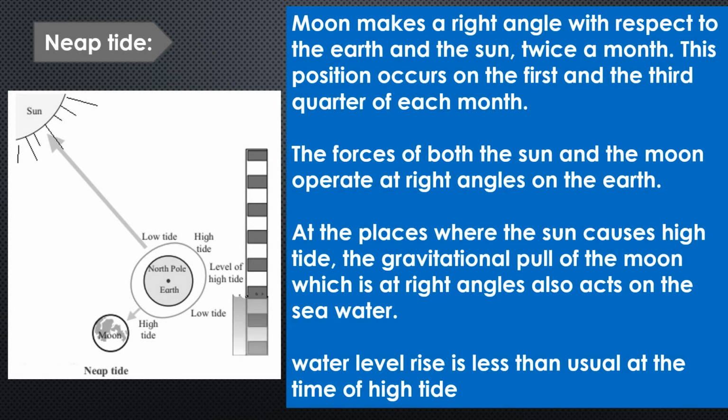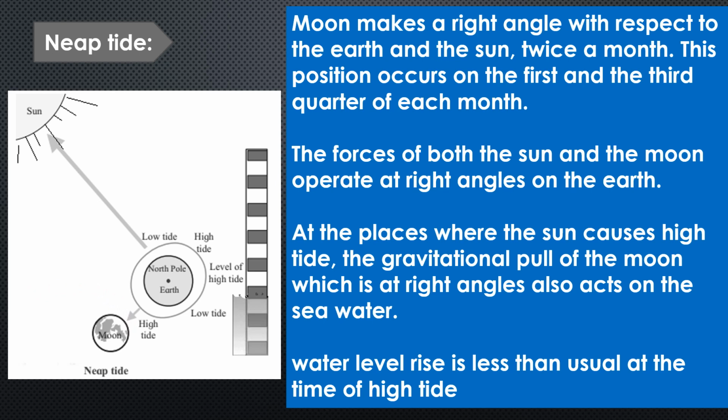The other type of tide is the neap tide. Here, the position of the moon is at a right angle with respect to the earth and the sun. This position occurs twice a month, that is, on the first and third quarter of each month. So here, the forces of both the sun and the moon operate at right angles on the earth.